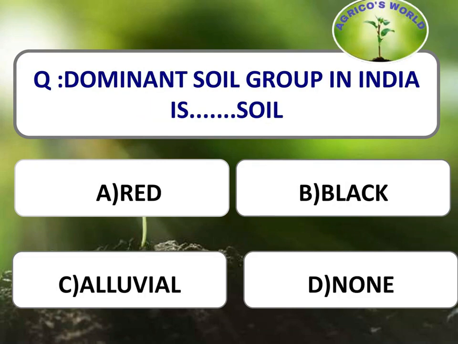What is the dominant soil group in India? When we come to the soil groups, in India there are 8 soil groups and among that alluvial soil is the most dominant one and it accounts for 45.6%.